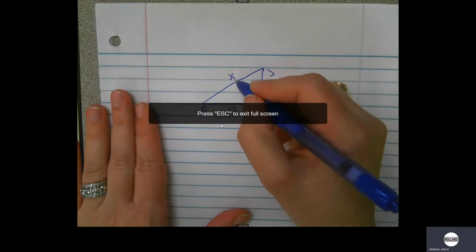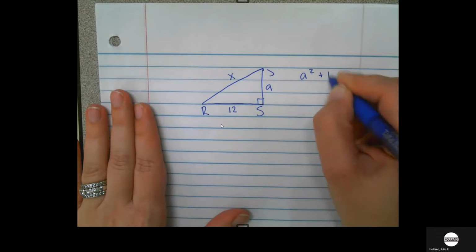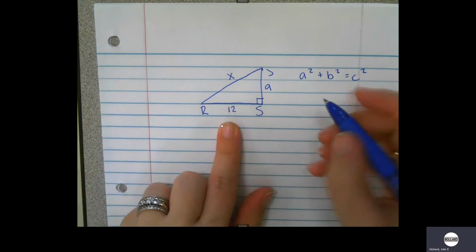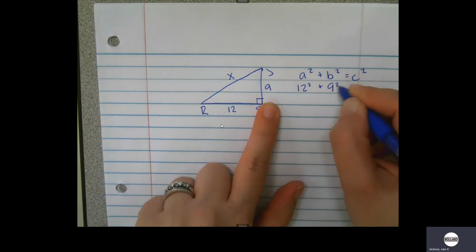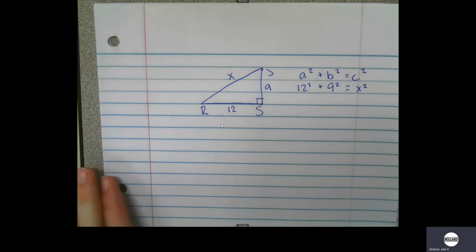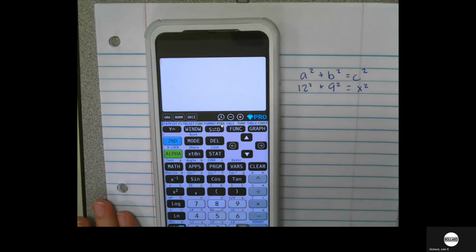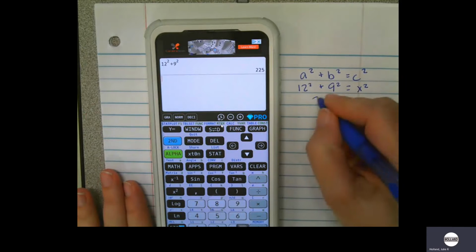And remember that this would be a hypotenuse because here's my right angle. So I have a squared plus b squared equals c squared. I'm going to go ahead and use a as my 12. So 12 squared plus 9 squared equals x squared. Okay, and I'm going to grab my calculator. Let me get to my calculator app. So we would have 12 squared plus 9 squared equals 225.